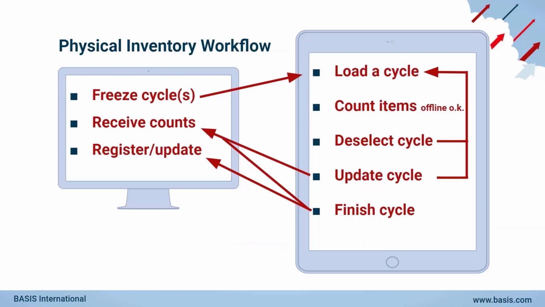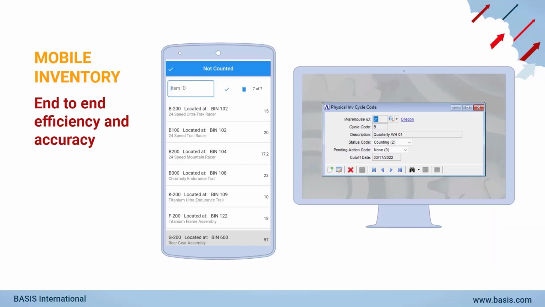Here we have a graphical representation of the workflow I just described. Main points again being that for the actual counting, you don't need to be online, and that the deselect throws away any changes, while the update and finish send counts back to the server, with the finish taking the cycle off the table for further counting. I have a mobile app installed on my phone and have a cloud server all set up with Addon. So let's see how this all actually works.